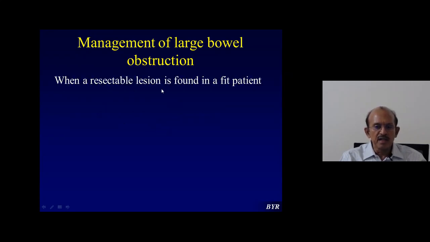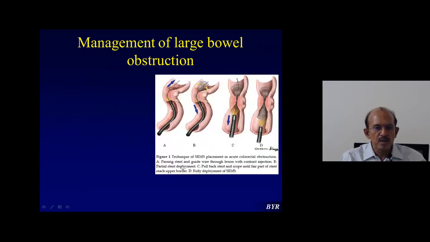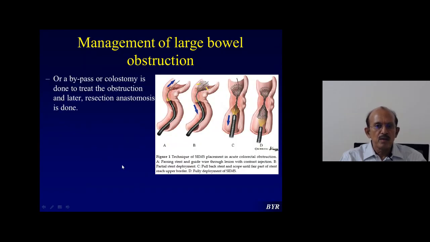When a resectable lesion is found in a fit patient, in the right colon, you do right hemicolectomy. For the rest of the colon, resection after decompressing the colon with on-table lavage, or prior to proximal colostomy. Or a bypass or a colostomy is done to treat the obstruction, and later resection anastomosis is done. So only for right side colon, you go for right hemicolectomy. For all the other things, for acute obstruction, you do on-table lavage and do resection anastomosis.